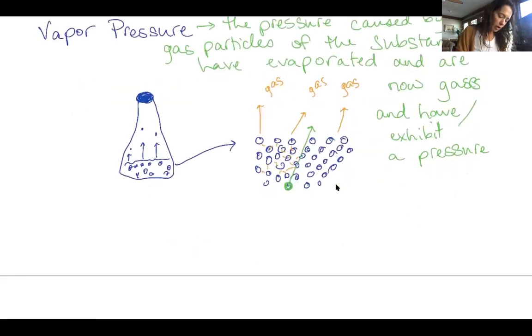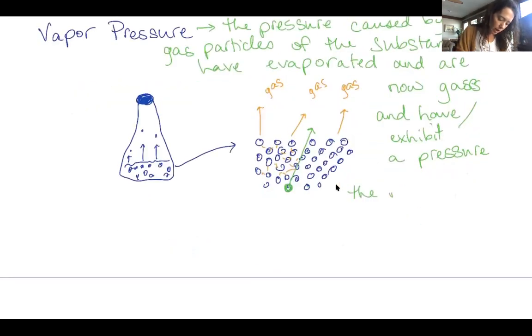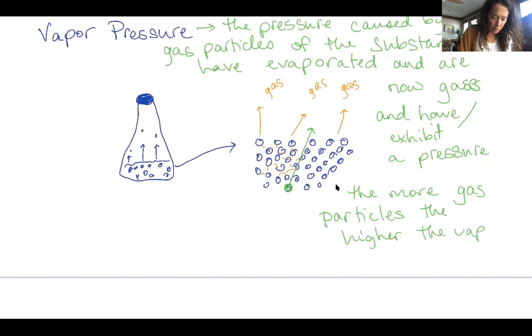Now, the more gas particles, the higher the pressure, the higher the vapor pressure. We'll see how that works.